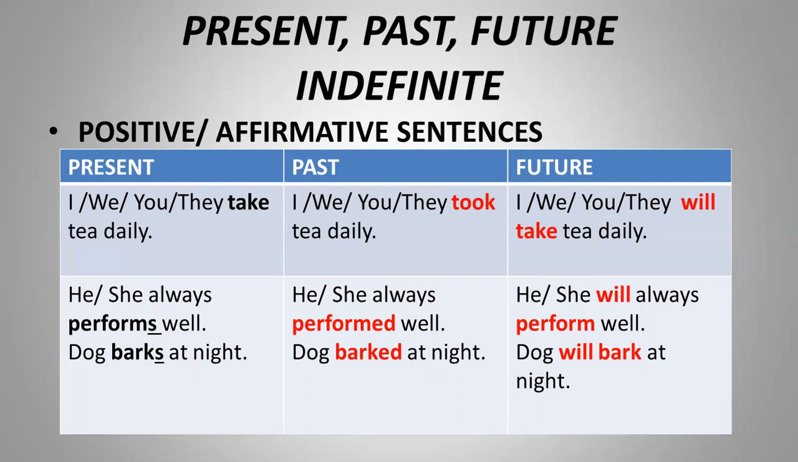So in this example, one thing is very clear, that with first person singular and plural, second person singular and plural, and the third person plural, we use first form of verb to form present indefinite tense. First person singular is I, then we have we plural, you second person singular and plural, and they third person plural. So with all these persons, we use first form of verb to make our present indefinite tense.